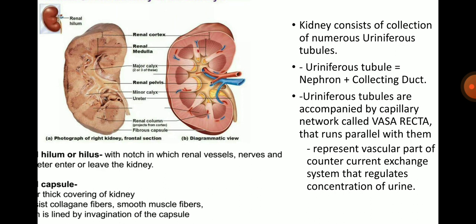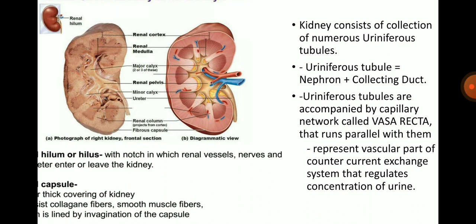The calyces collect urine which drains continuously from the papillae and empty it into the renal pelvis. The urine then flows through the renal pelvis and into the ureter, which transports it to the bladder to be stored. In fact, the walls of the calyces, pelvis and ureter contain smooth muscle which contracts rhythmically and propels urine along its course by peristalsis.